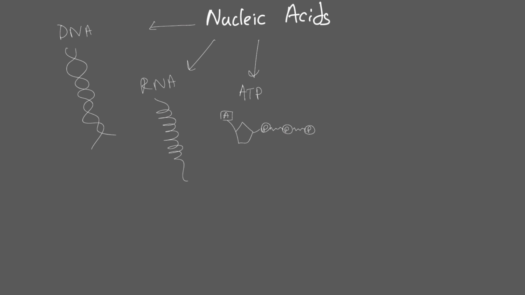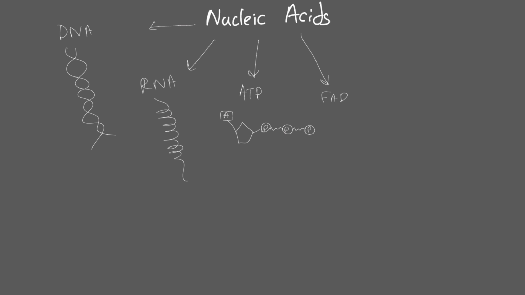Again, ADP can hydrolyze again to create AMP. So the main function of ATP is to store energy, and it's also used to transport phosphate groups into other molecules. That's called phosphorylation.